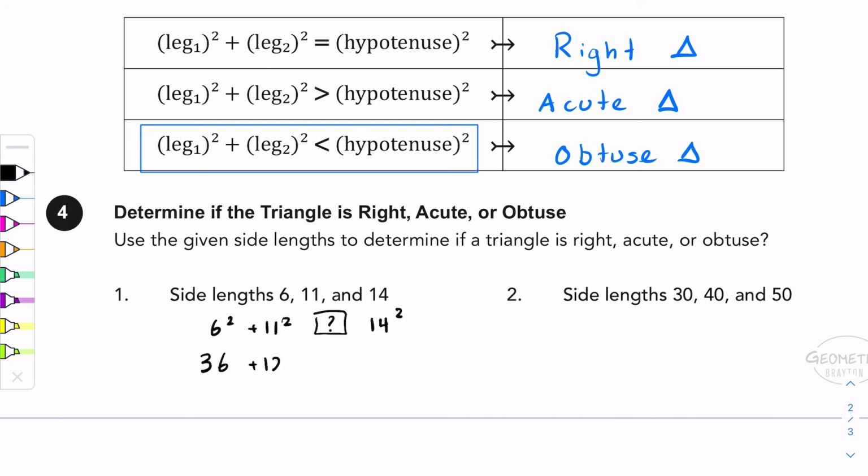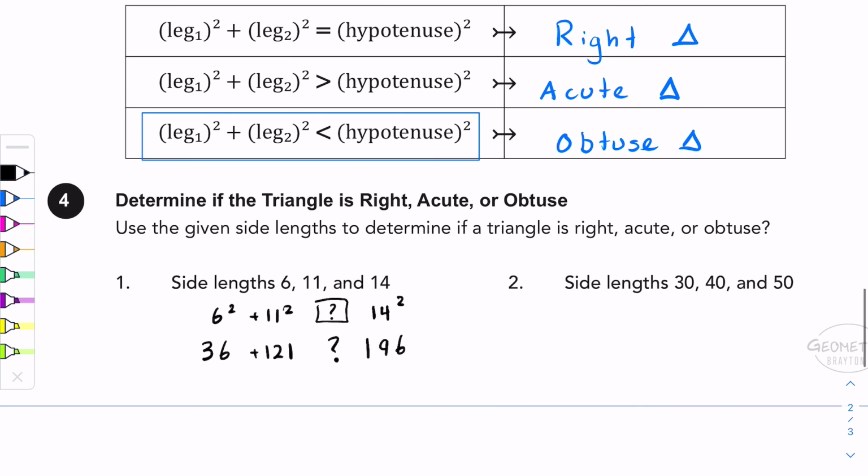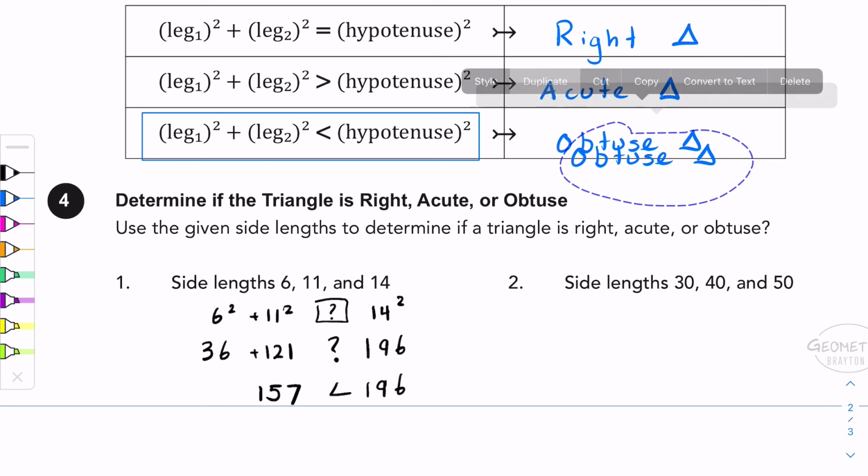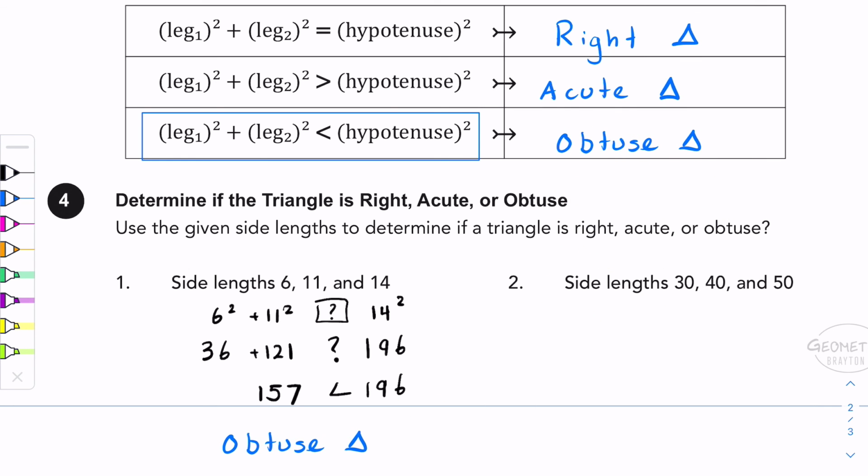36 plus 121 is some relation to 196. 36 plus 121 is 157. This number is less than 196. So this triangle would prove to be an obtuse triangle based on our description above. The reason why I know it's obtuse is because this number is less than this number, which falls under this category.